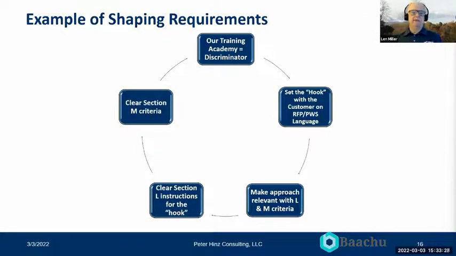Another example is if you want to get some really good information into sections L and M, the instructions and the evaluation criteria. If you had a very neat discriminator, like you were the only one who had a certain type of training academy, you'd want to set the hooks for that kind of thing in the RFP language, and then make sure that the language is specific enough that you have all the relevant criteria met in section L and M, and that the instructions are incredibly clear so the hook can be set, and then the same thing in M. So when the RFP does come out, you've got the high ground here.